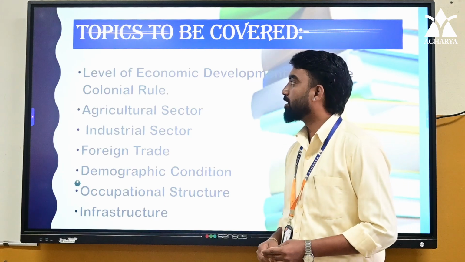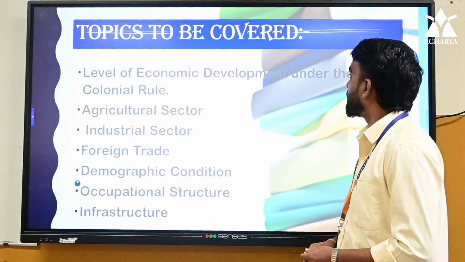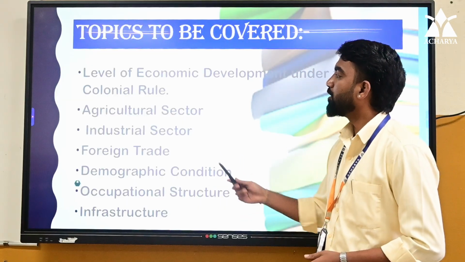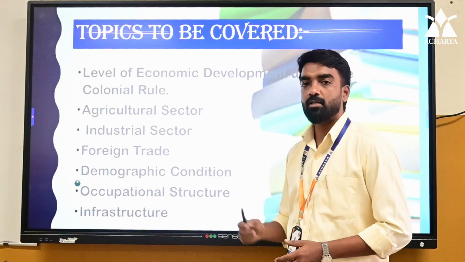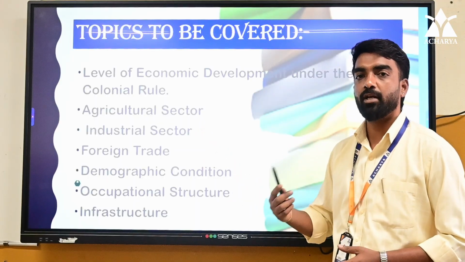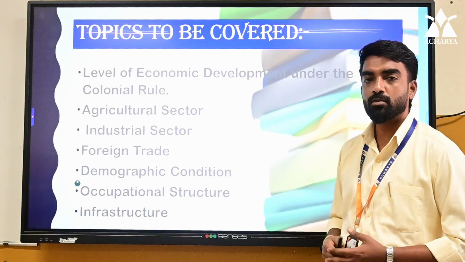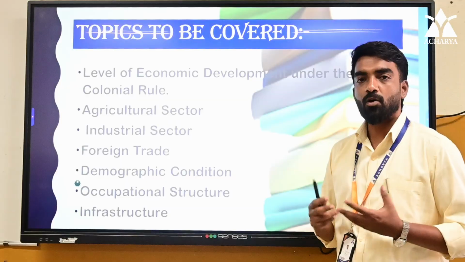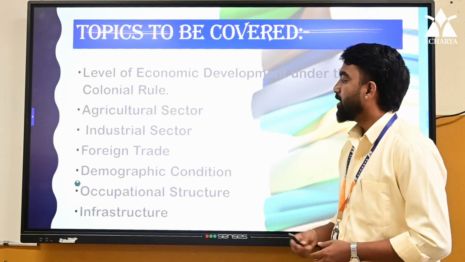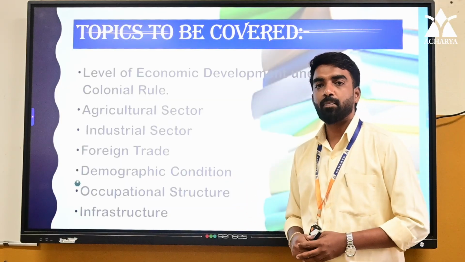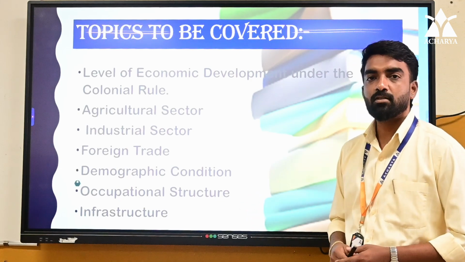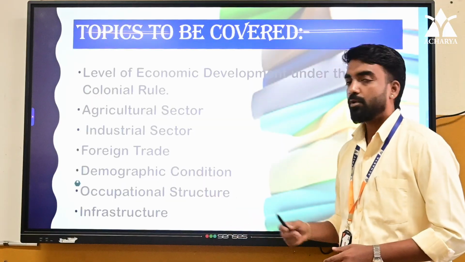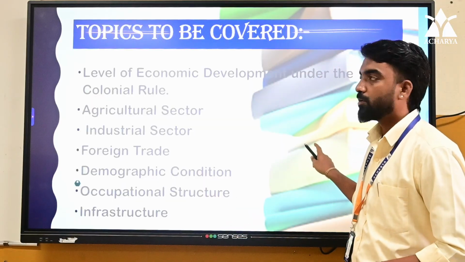The topics covered under this chapter are the level of economic development under the colonial rule. We'll understand the meaning of colonial rule, and we look into the different sectors of Indian economy, like the agricultural sector. What was the contribution of agriculture to the Indian GDP at the time of independence, and what was the population dependent on Indian agriculture? And the industrial sector, foreign trade, was it concentrated or was it widespread? And demographic condition, like the life expectancy of Indians, and occupational structure, what was the employability under three different sectors of economy, and we will also study about the infrastructure development under colonial rule.